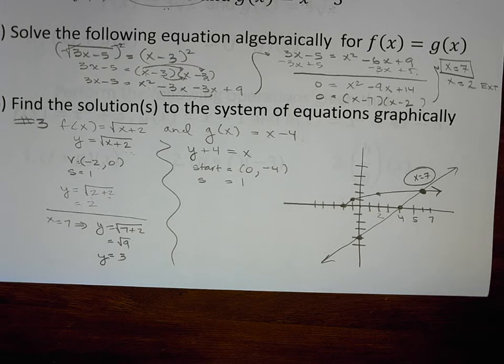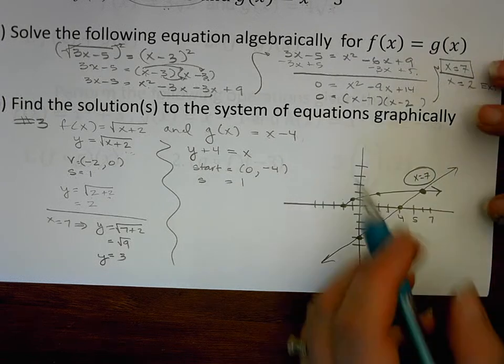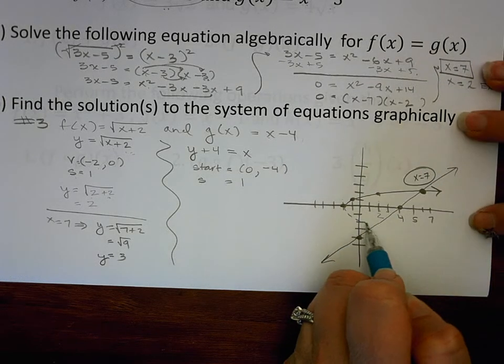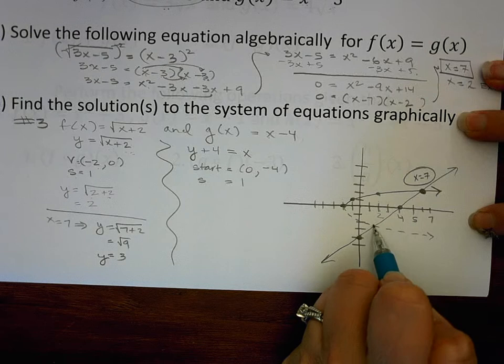And then in terms of the extraneous root, I know that I just need its reflection. And so if I did a reflection, my extraneous root would be right here.